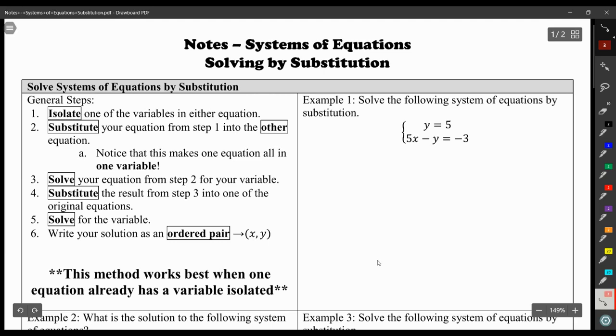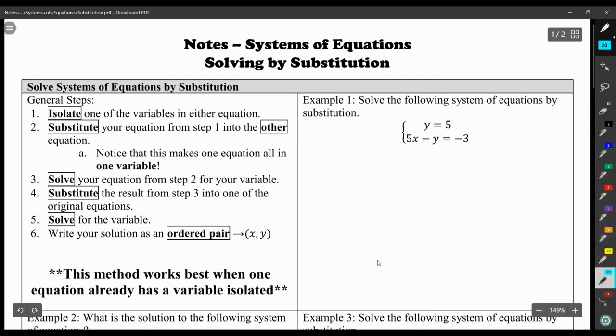Systems of equations: solving by substitution. So we've already solved by graphing, and we need to find the solution to these. We're looking for the coordinate point where both of these lines will cross. Here are your general steps, and you can read these on your own. I'm going to just show you how to do the steps over here with example number 1.